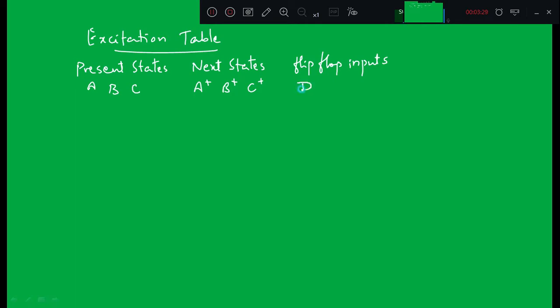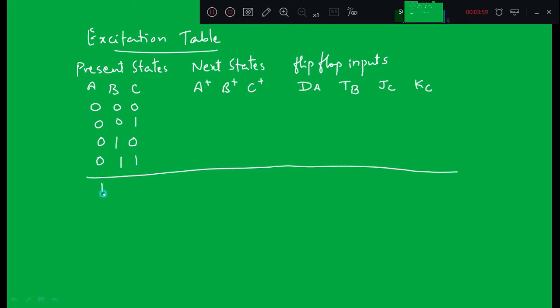Flip-flop inputs, there are 3 kinds of flip-flop. First flip-flop is D and its input is DA. Next flip-flop input is TB because the second flip-flop is a T flip-flop. Third one is a JK flip-flop, so it has two inputs, JC and KC, right? So with these 3 states, we can write a total of 8 combinations: 000, 001, 010, 011, 100, 101, 110, 111.